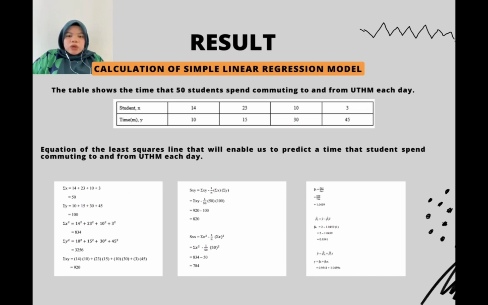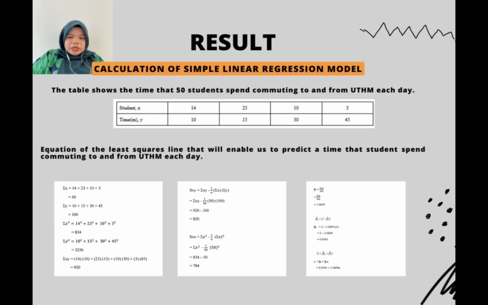So next I will continue with the result for calculation of the simple linear regression model. This one is in chapter 6. The table shows the time that 50 students spend commuting to and from UTHM each day. In the table, X is student and Y is time. Student is independent and Y is dependent. Time is dependent. So the equation of the least squares line will enable us to predict the time that students spend commuting to and from UTHM each day.